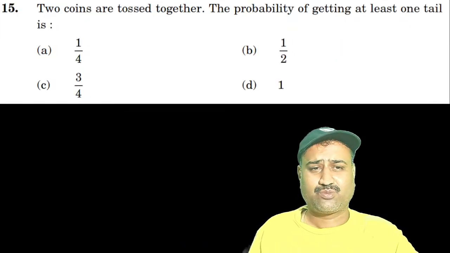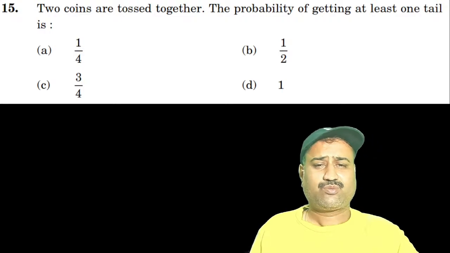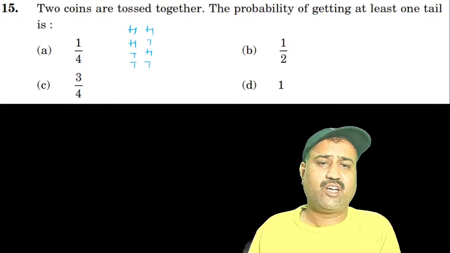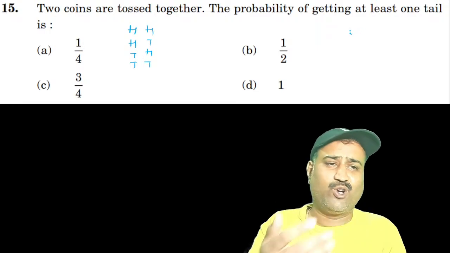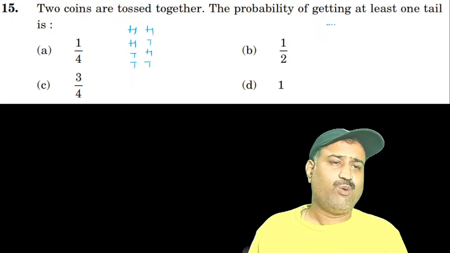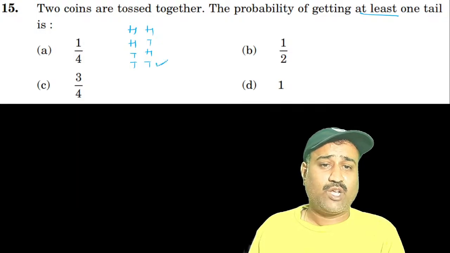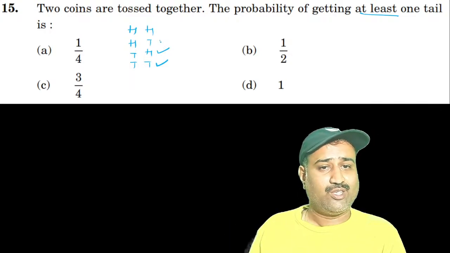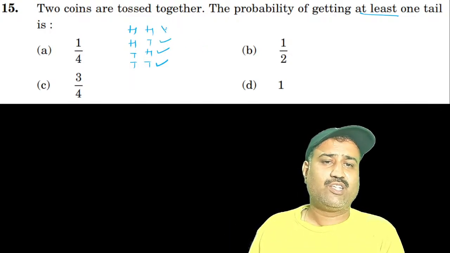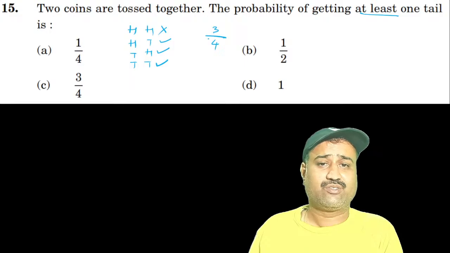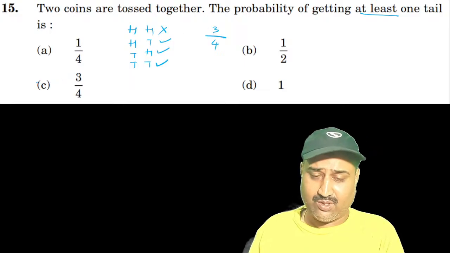Okay, next question. Two coins are tossed together. Therefore, the possible outcomes are HH, TT, HT, TH. A very straightforward and easy question here. The probability of getting at least one tail. Remember, at least one tail. This is two tails, therefore it is definitely at least one tail. This is one tail, definitely at least one tail. This also has at least one tail, right? There are no tails here. Therefore, total outcomes are 4. Favorable outcomes are 3. Therefore, the answer is 3 by 4.